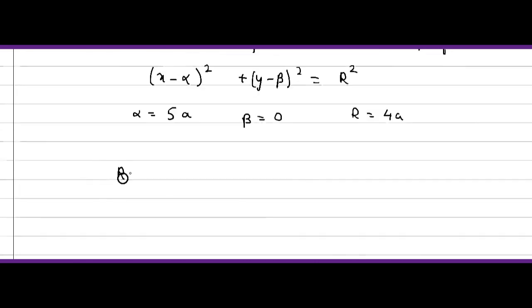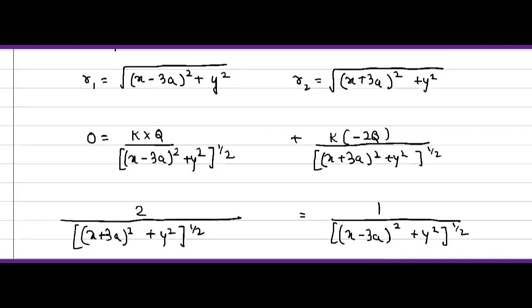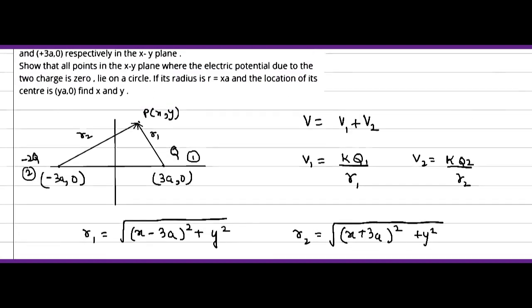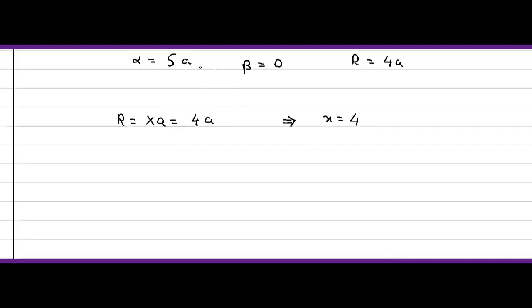Now r is given to be x times alpha, and r we have calculated as 4a. This would imply that our x value is coming out to be 4. Now the coordinate of the center is (alpha, ya). So the x coordinate is alpha, which is given as y times a, this is 5a. This would imply that our y value would be equal to 5.